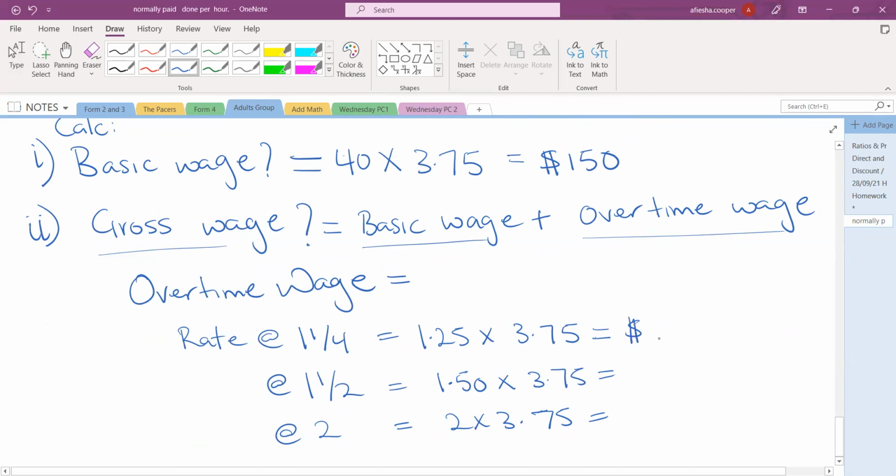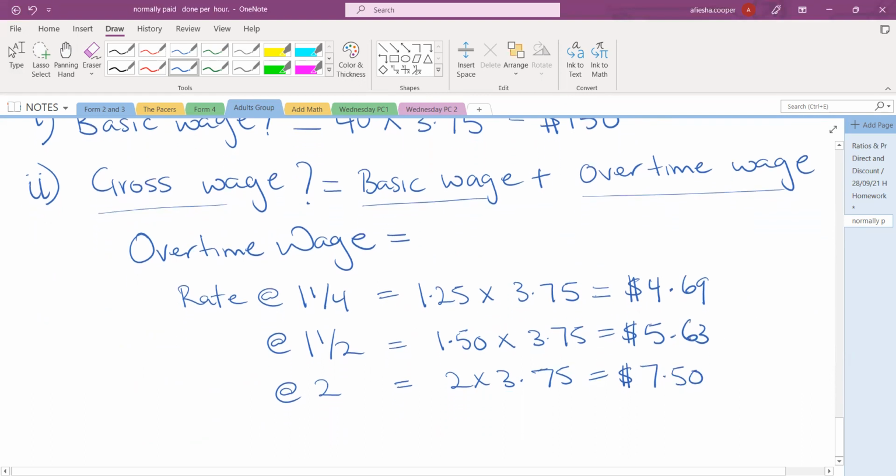So we have a decimal, so we have to round it according to the cents. So that's going to be 4.69, right? Then we have 1.5 by 3.75, so that's going to be 5.63. And then 3.75 by 2, that will be $7.50. So these are the hourly rates.